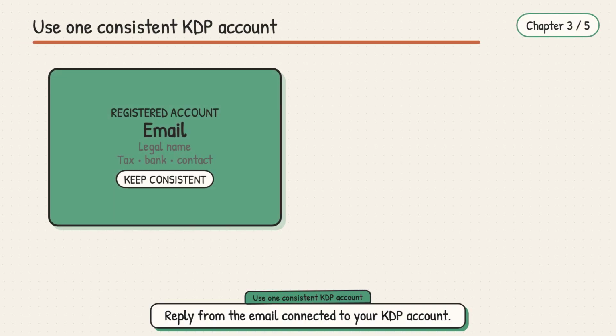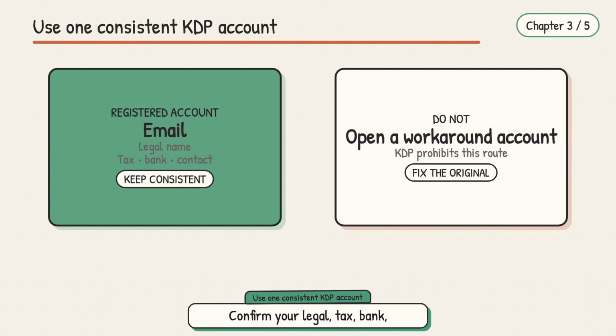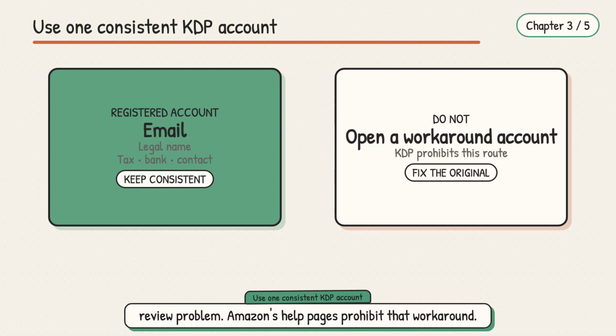Reply from the email connected to your KDP account. Confirm your legal, tax, bank, and contact details are consistent. Never open a second KDP account to escape a review problem. Amazon's help pages prohibit that workaround.